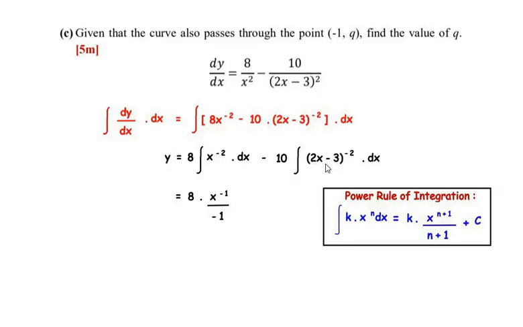Now for the integration of the second term, we have to use integration by substitution.